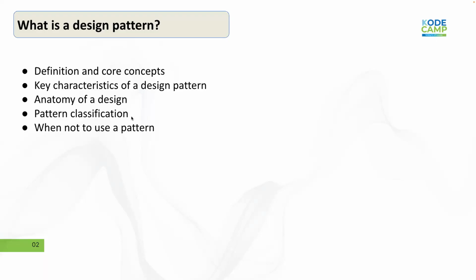So every design pattern consists of certain things. One, intent. Two, motivation. Three, structure. Four, participants. Five, collaborations. Six, consequences. And seven, implementation. Okay, so every design pattern consists of seven things. Which one is intent? What problem does it solve? That is the intent.